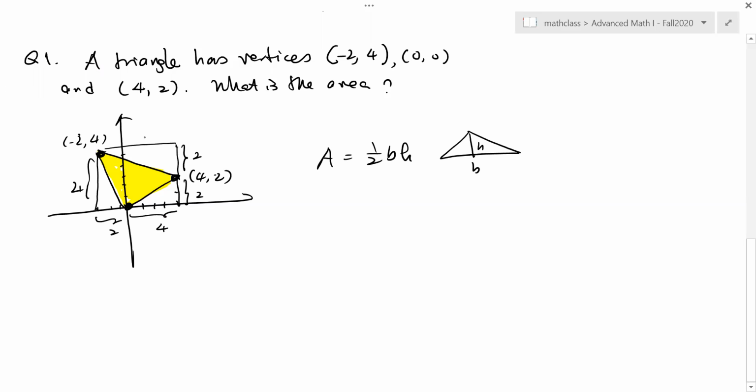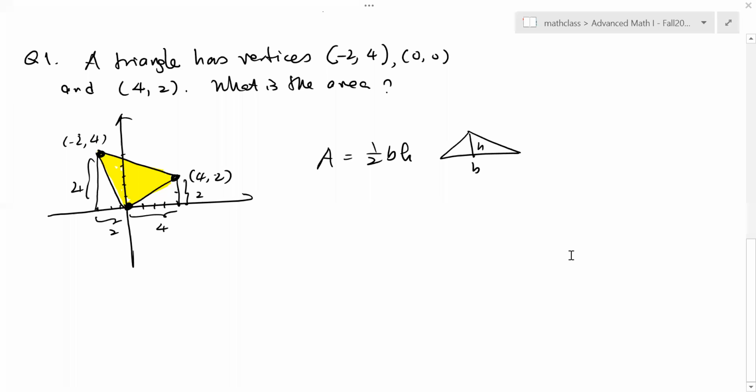This is a 2. From here to here, -2 to 4, it's actually a 6. Okay, let's use this one. So the area of the triangle is going to be the area of the rectangle. The rectangle is a 4 by 6. I'm sorry for that. It's gone. Okay, back. Yeah, this is 6, this is 2.